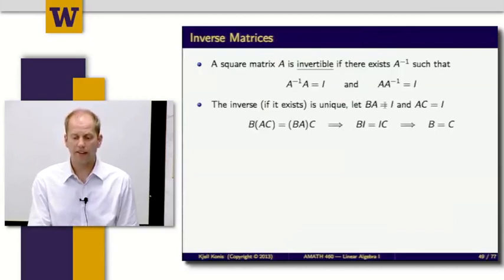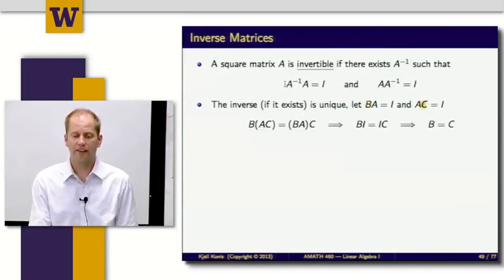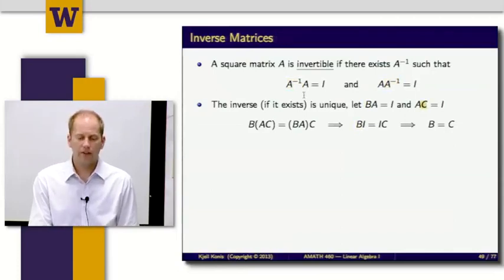And one way you can see that is, what I'm trying to do here is say that B and C are two different matrices that satisfy the properties in the definition. So the left-hand inverse will be the matrix B, and the right-hand inverse will be this matrix C. And then you can do a clever little trick.